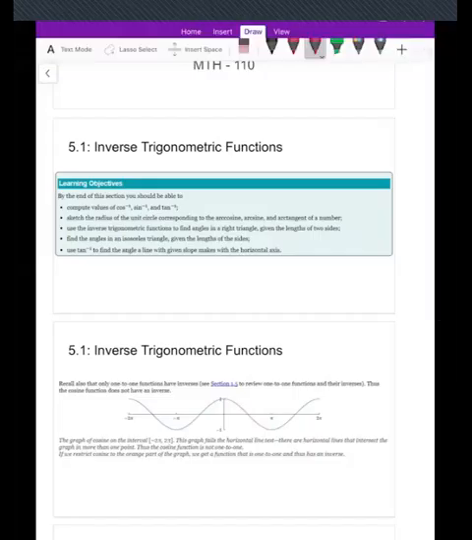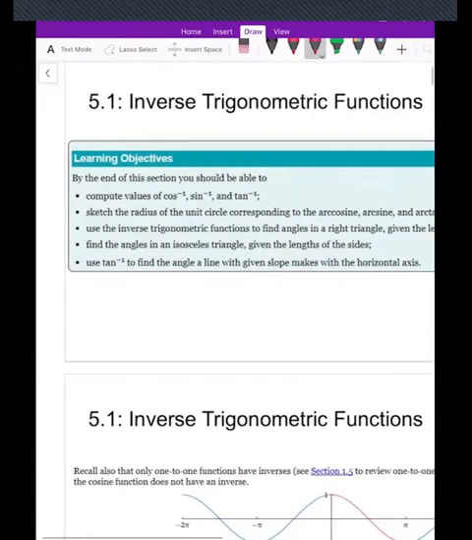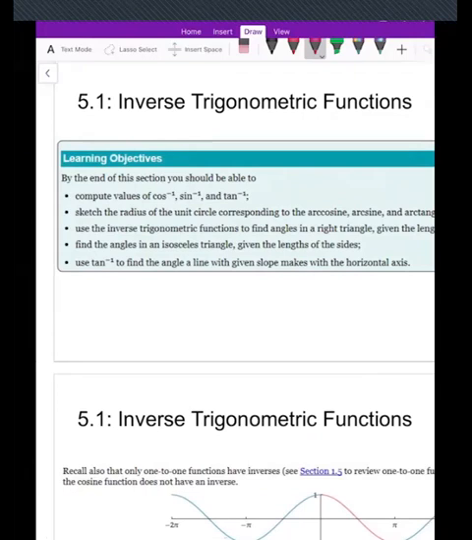Okay, guys, welcome. Today we're going to talk about inverse trigonometric functions. We're going to talk about how to compute values of the inverse cosine, inverse sine, and inverse tangent functions. We'll also talk about how to locate the radius for the unit circle corresponding to these three inverse trig functions. Talk about how we can use these to find angles in a right triangle.